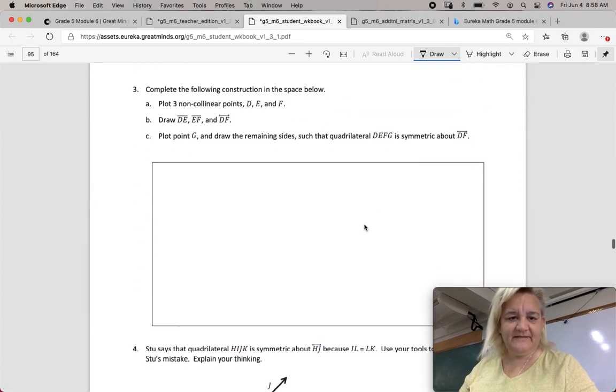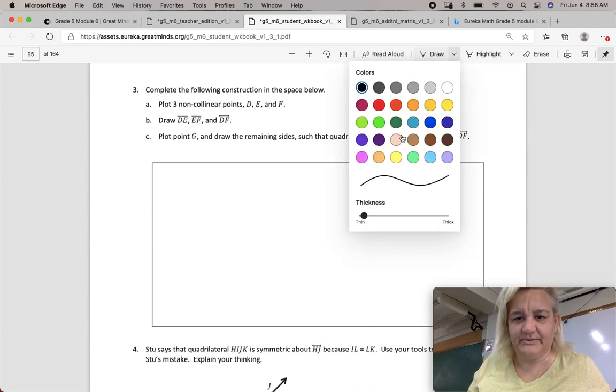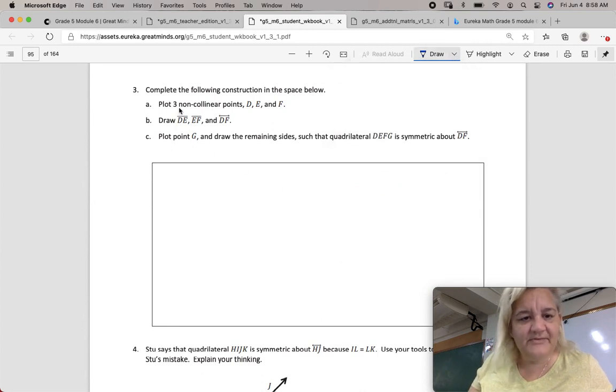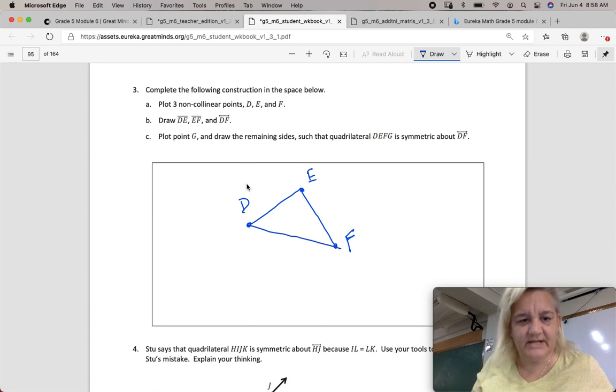All right, complete the following construction in the space below. Let's go back to blue here. Plot 3 non-collinear points. Okay, non-collinear means that they're not along the line. And I'm going to call that one D, this one E, and this one F. Okay, draw DE. All right, so I'll connect the lines, EF and DF. Oh, I've just created a triangle.